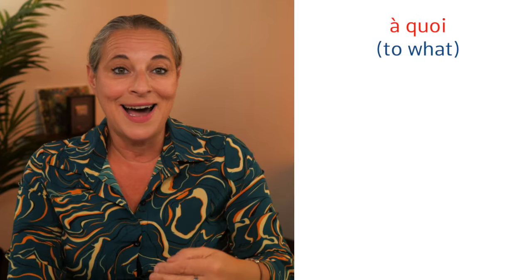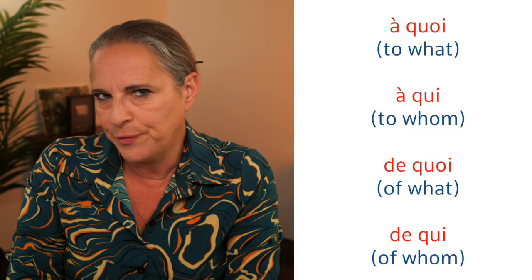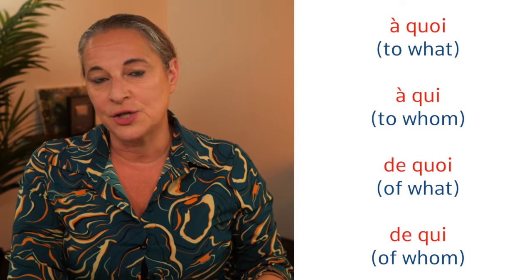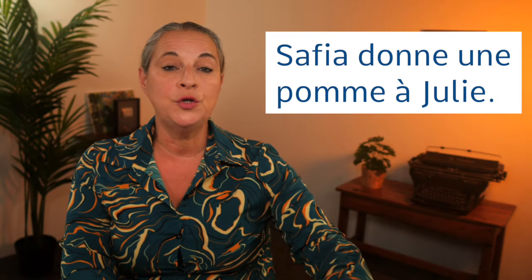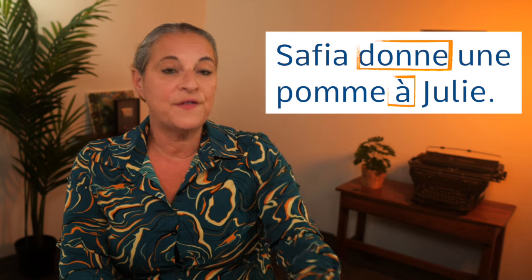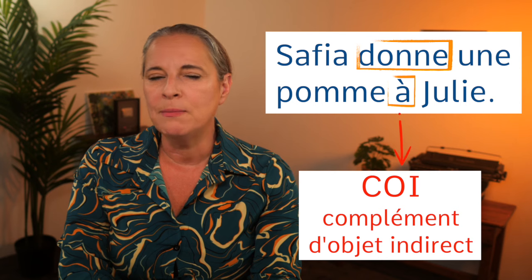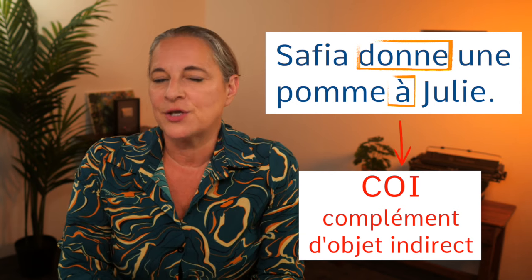So to find the indirect object complement in a sentence, we usually use different questions. So, for example, à quoi, to what, or à qui, to whom, or de quoi, of what, ou de qui, of whom. We call this a complément indirect because it is introduced by a preposition such as à or de. In the case of our example, we have donner à, to give to someone. And that will lead to a complément d'objet indirect because donner is followed by the preposition à.